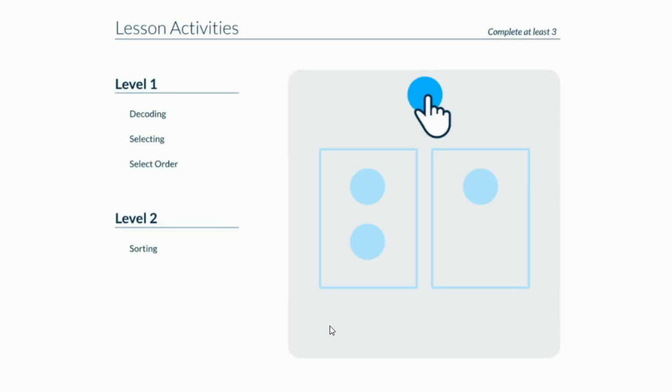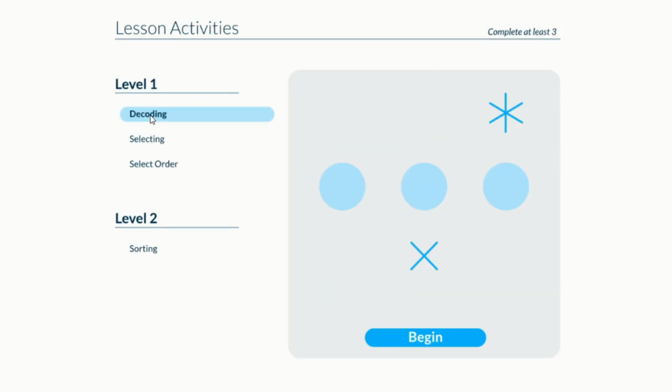Select 3 activities for additional practice. Think about the level of challenge that is best for you. Choose this activity to practice marking words with letters from letter group 3.